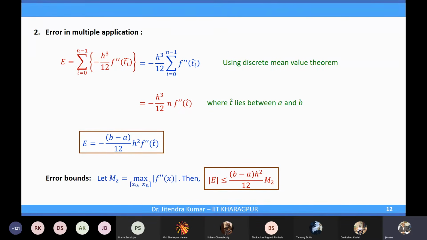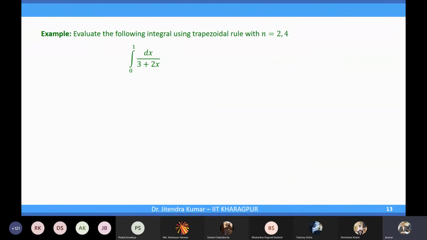Is that okay? Any quick questions? So we got some idea at least of how this error is related to the number of intervals, or h, the step size. Fine. Do you have any quick question here? Or individually you can ask if you are interested. Just go through it and let me know if you did not get the idea. You can write to me, and I'll try to explain it to you.